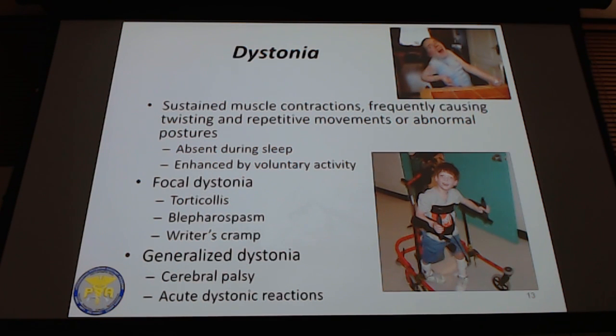Sometimes when you're stressing out, family members will look at you and be like, what are you winking at me for? Like, I'm not. And then writer's cramp, maybe less common because writing's kind of a lost art, but typers, maybe you get it when you type too much, your hands get cramped up and your muscle cramps and you're like, oh my gosh, right? That's your focal dystonia. Generalized dystonia, cerebral palsy, and then you get an acute dystonic reaction, which we'll characterize later.